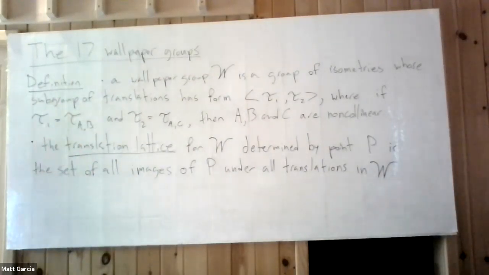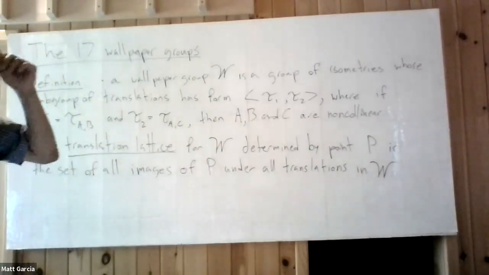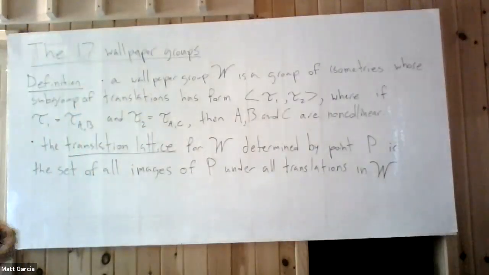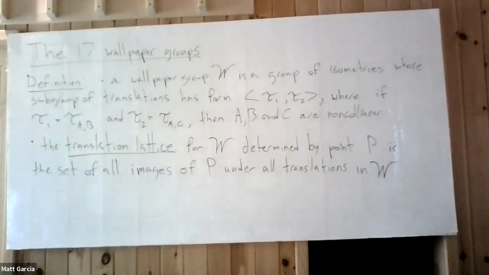So, for example, an example of a translation lattice is we can take this common base point A that we chose for our two translations that define the generators of the subgroup of translations. So let me write that down.